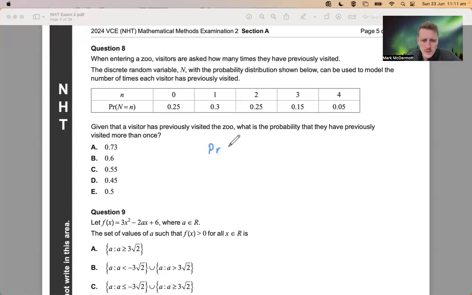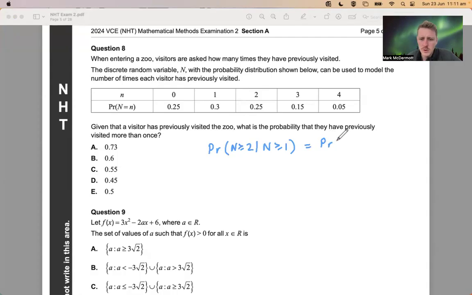So let's have a think. It's a conditional probability. Given that a visitor has previously visited the zoo, that means n would be greater than or equal to 1 because they've previously visited, right? And we're saying, given that, what is the probability they've visited more than once? More than once is strictly more than once, so n is greater than or equal to 2. That's essentially what we're trying to work out.